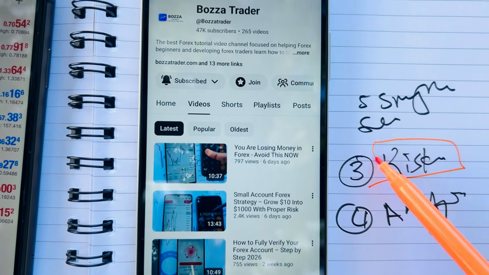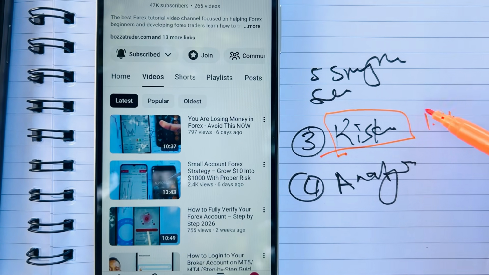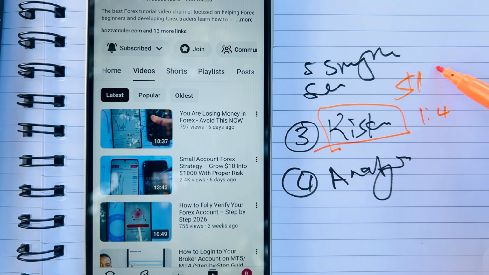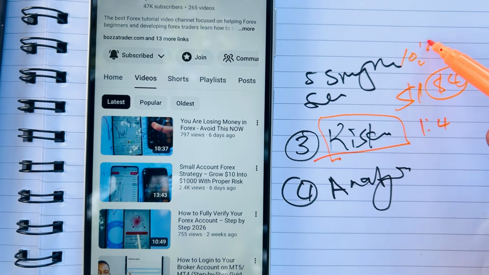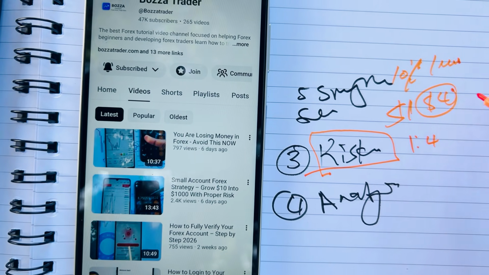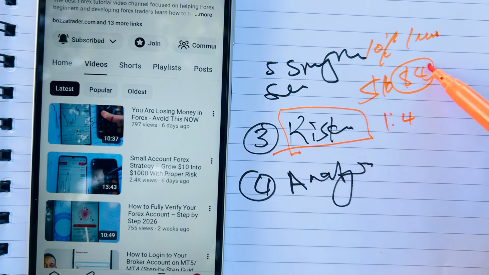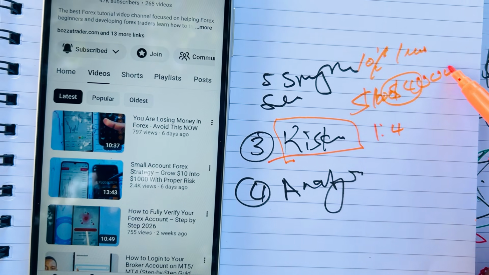Now, risk management is simple as always. I recommend that we risk 1:4, which means if you're risking $1, you're able to profit $4. We're not using 10% here, we're not using 100% here, but at least profit 4 times whatever we are risking. If it's 10, you profit 40. If it's 100, you profit 400. If it's 1,000, you profit 4,000.